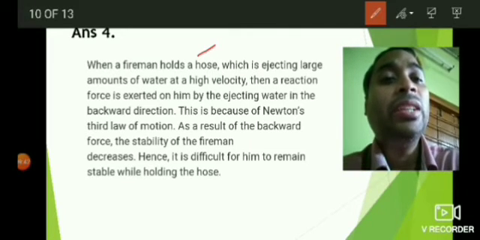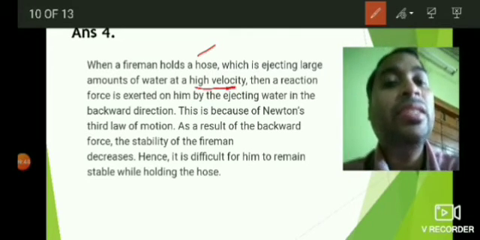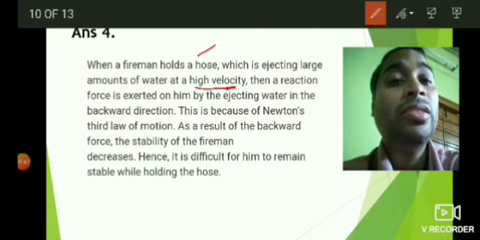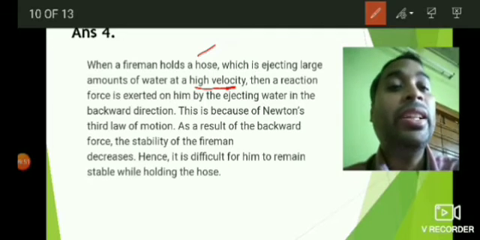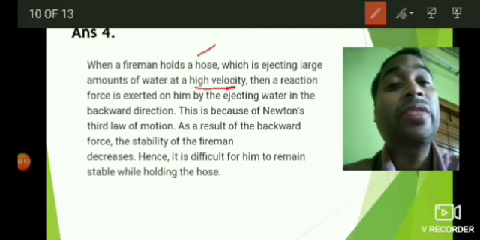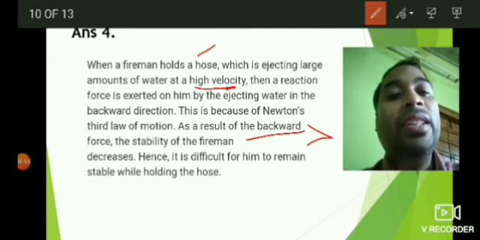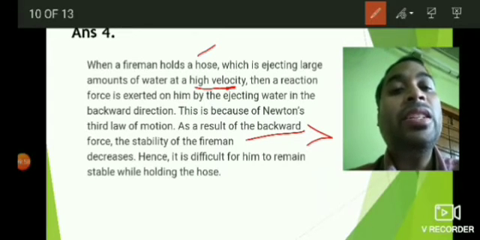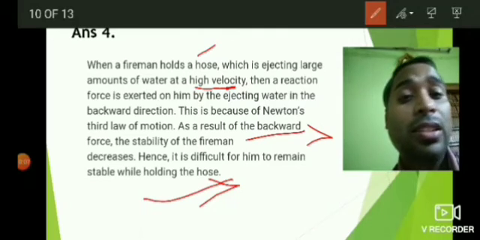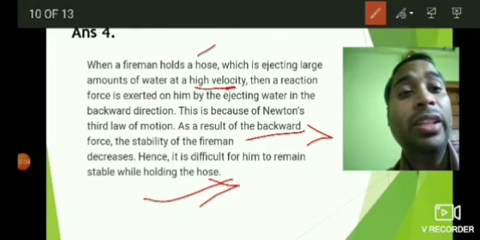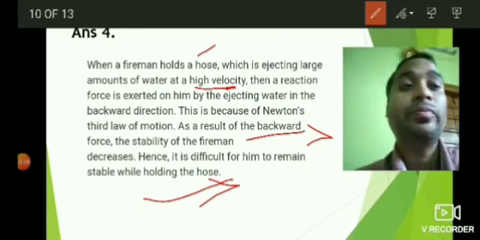So when the water comes out at high velocity, it produces a reaction force according to Newton's third law of motion in the opposite direction, or in the backward direction, thus making it difficult for the fireman to hold it properly. So hence it is difficult for him to remain stable while holding the hose. So this is based on which principle? It is based on Newton's third law of motion.